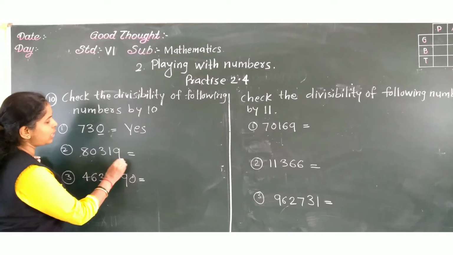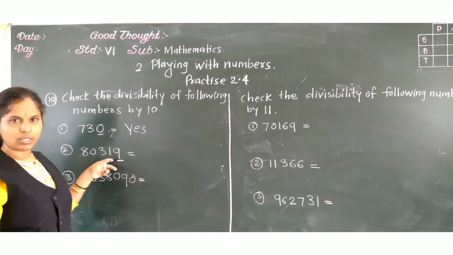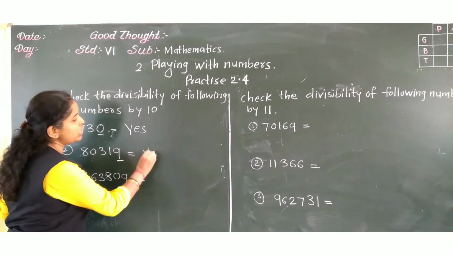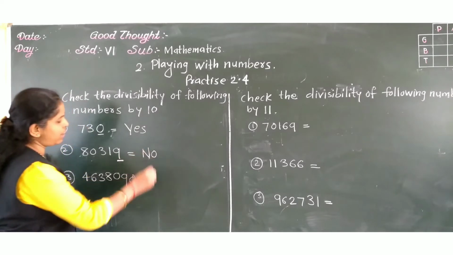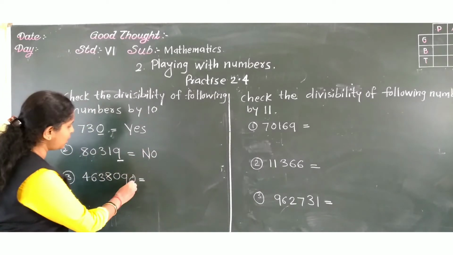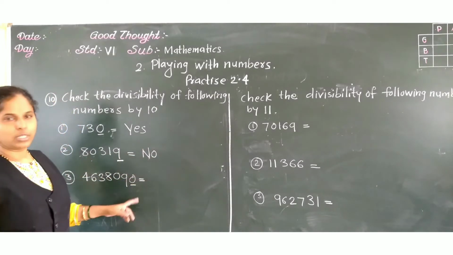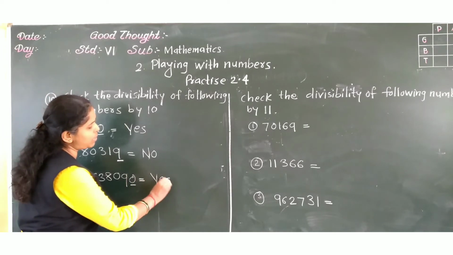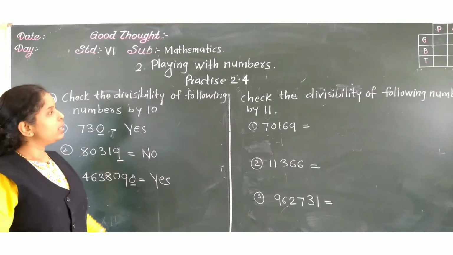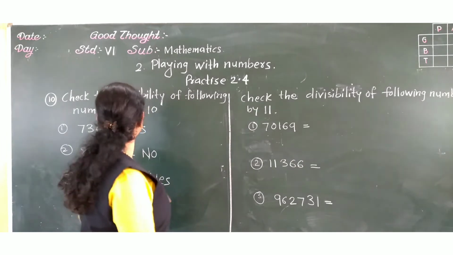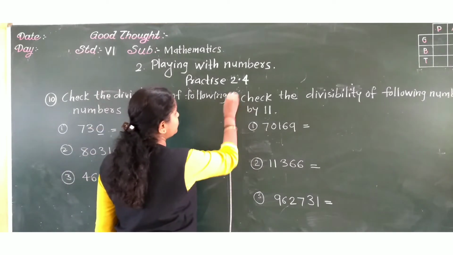Look at here, 9 is there. Can we divide it? No. Only 0 more. Then only we can divide it by 10. Now again see last one, 0. So yes, we can divide it by 10. Okay. Now see, next question, that is 11th one.